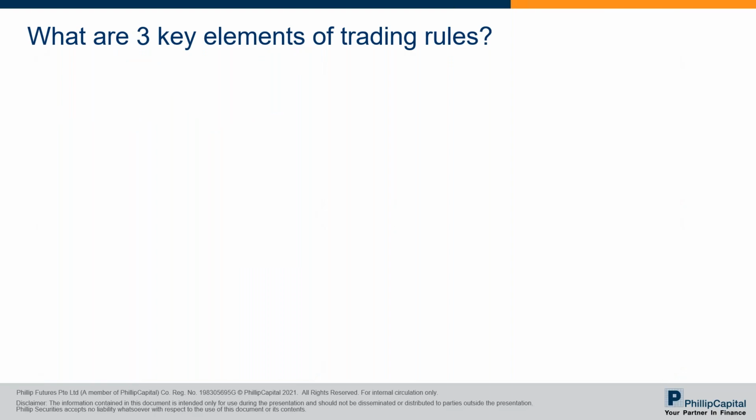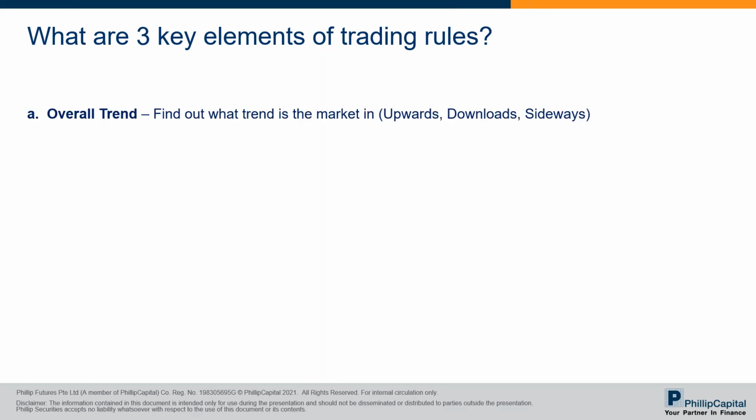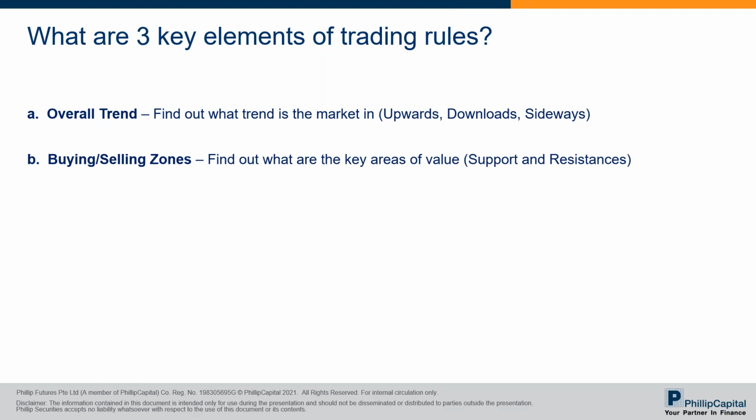Now, we are moving on to the elements of trading rules. There are 3 key ones that I would like to talk about. The first one would be the overall trend, to find out what the trend in the market is like right now. Is it upwards? Is it downwards? Or is it ranging, which is a sideways market? Then, what are some of the buying and selling zones? Where are the key areas of value?